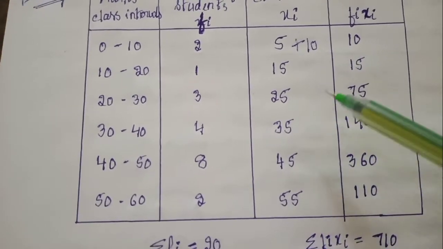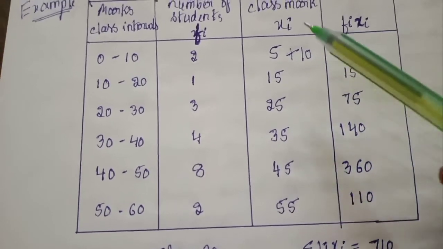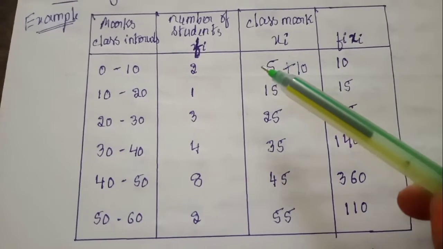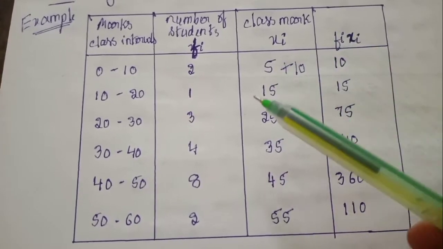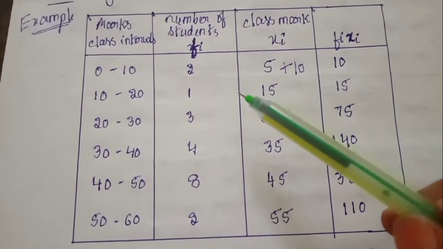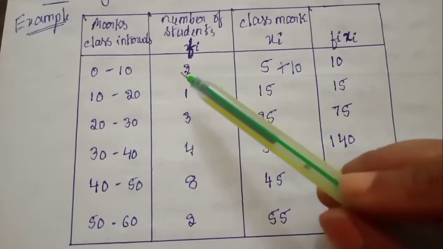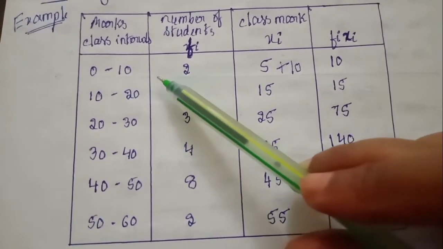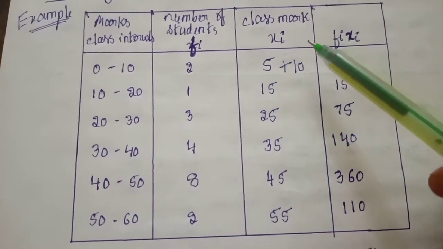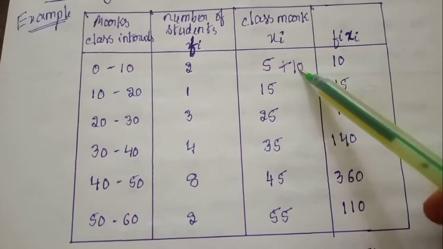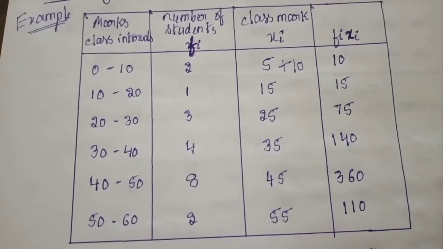So this is one alternative method of finding class mark. Instead of using the formula, lower limit plus upper limit divided by 2, for every class interval, first we find the class mark using the formula for the first class interval, that we got 5, and for the remaining class intervals, by adding the class size, we get the next successive class marks.